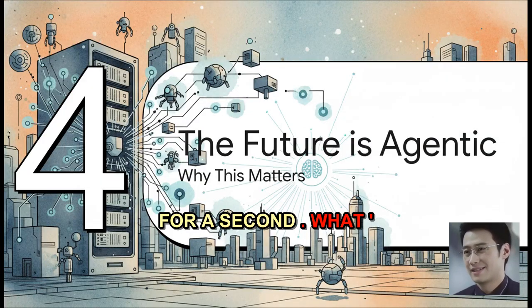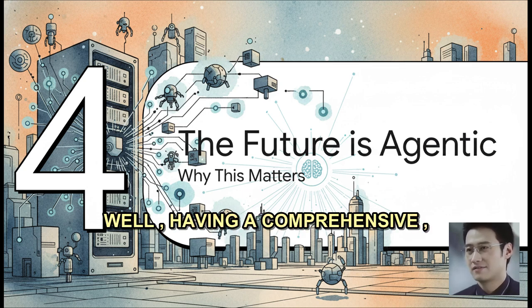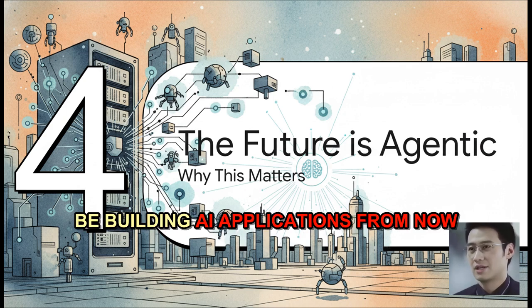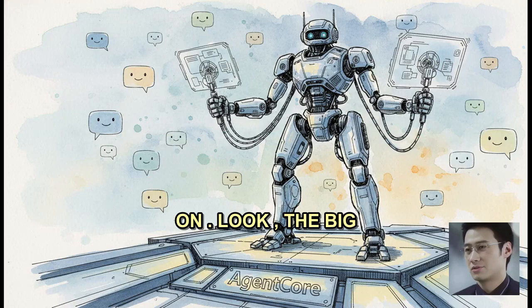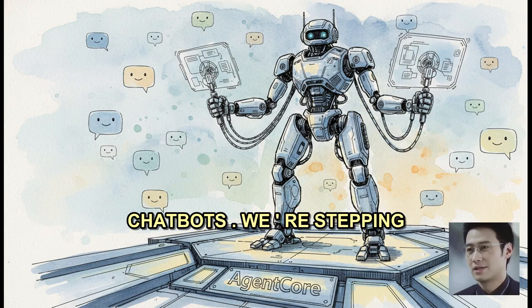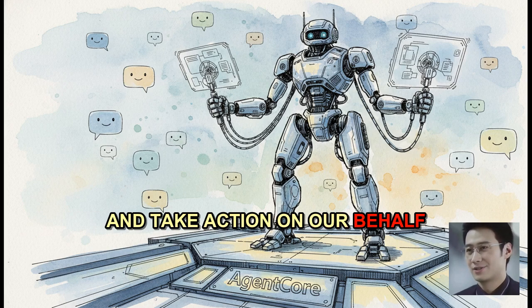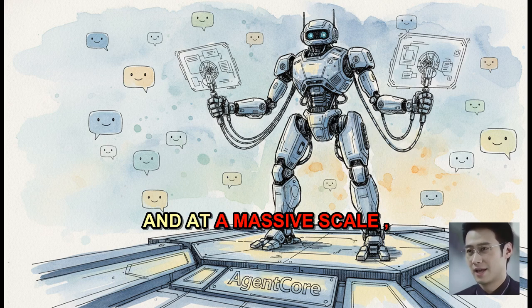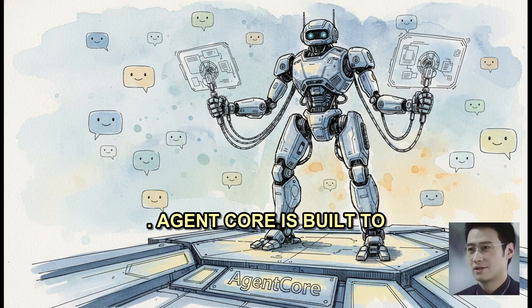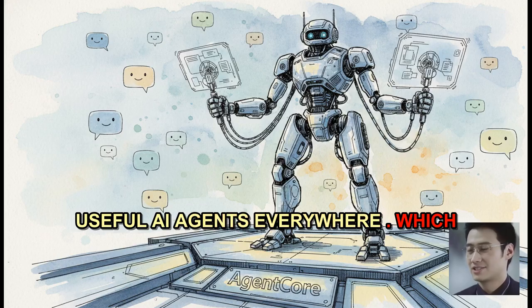So let's zoom out for a second. What's the big picture here? Why does all this matter? Well, having a comprehensive, enterprise-ready platform like this really signals a major shift in how we're going to be building AI applications from now on. Look, the big takeaway is that we're moving past the era of simple chatbots. We're stepping into a world of complex, autonomous systems that can actually reason and take action on our behalf. And to do that safely and at a massive scale, you absolutely need a solid foundation. Agent Core is built to be that foundation, helping to speed up the adoption of truly useful AI agents everywhere.